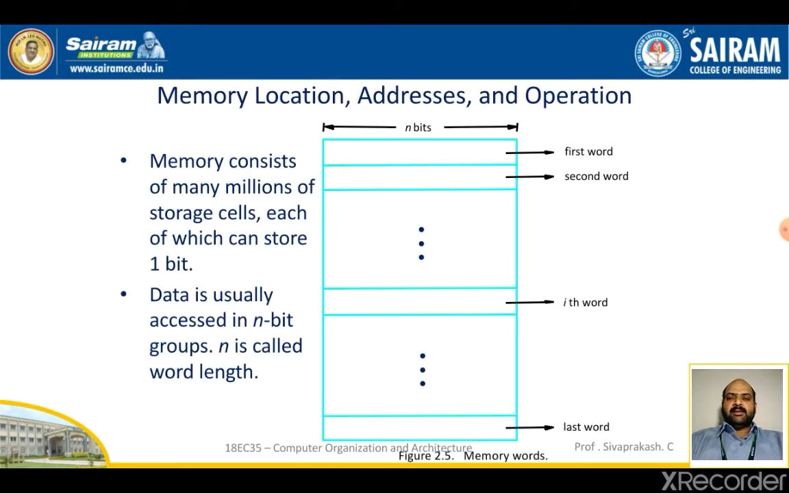So, memory location. Memory may consist of many millions of storage cells called flip-flops. Each cell can store a bit of information, maybe a 0 or 1, represented in a binary format. Each group of n bits is represented as a word. So we have a first word, second word, ith word, and last word, like that. Each group of n bits is referred to as a word of information, and n is called the word length.